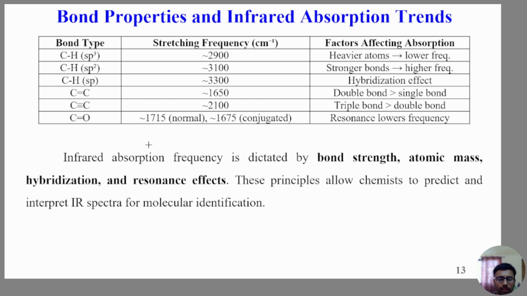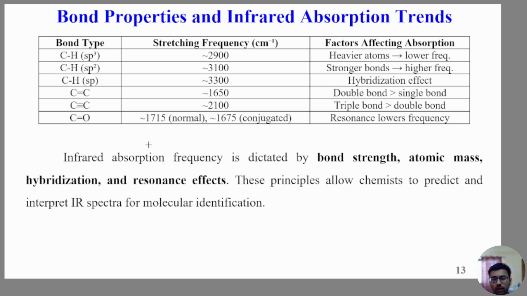Now let us explore another important factor, that is resonance. Resonance occurs when electrons are delocalized across multiple atoms. This electron delocalization changes the effective bond order. Consider a typical carbonyl group, carbon double bond oxygen.